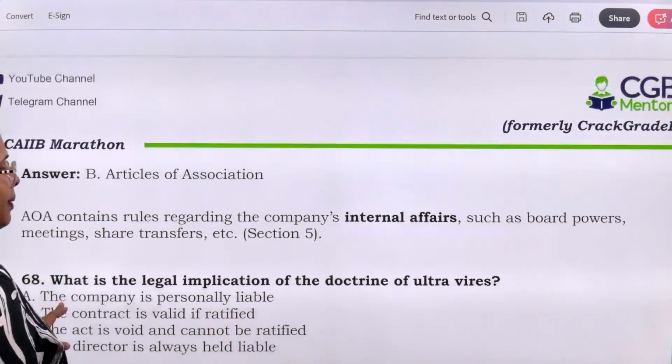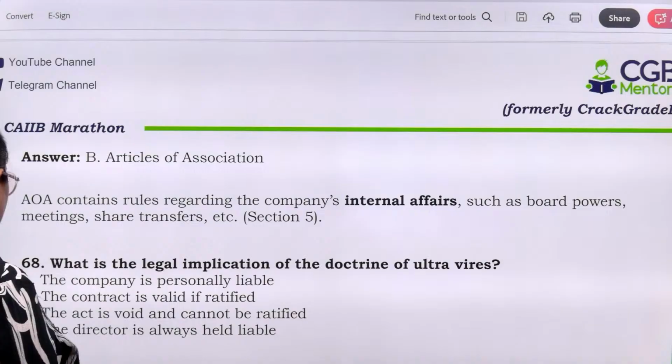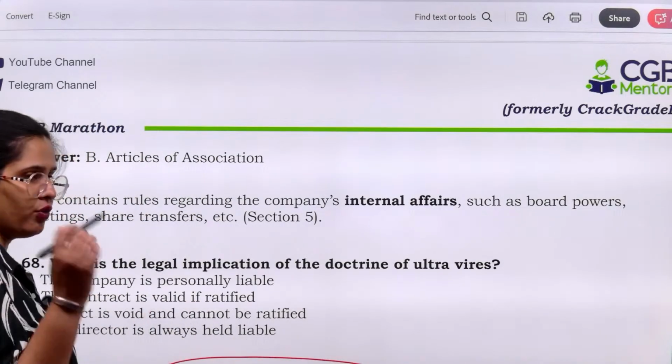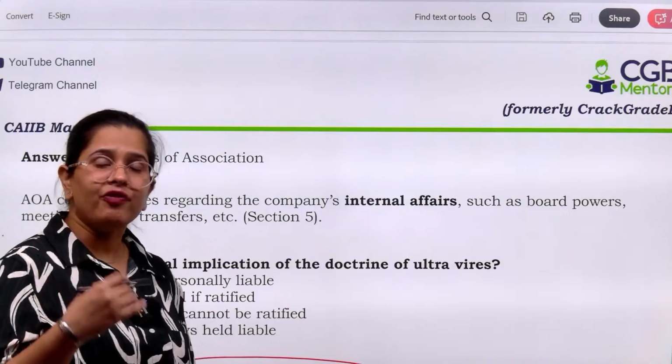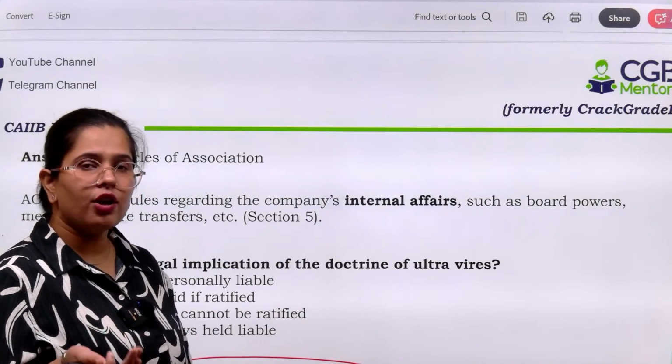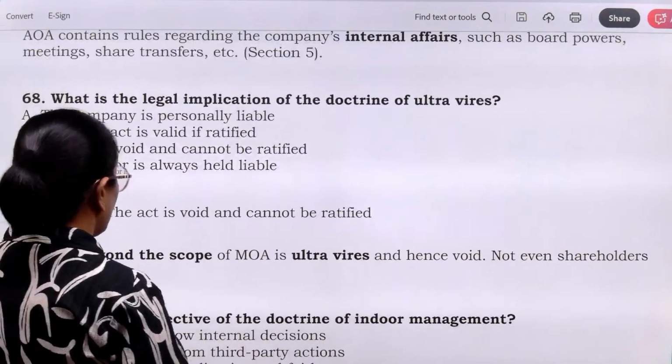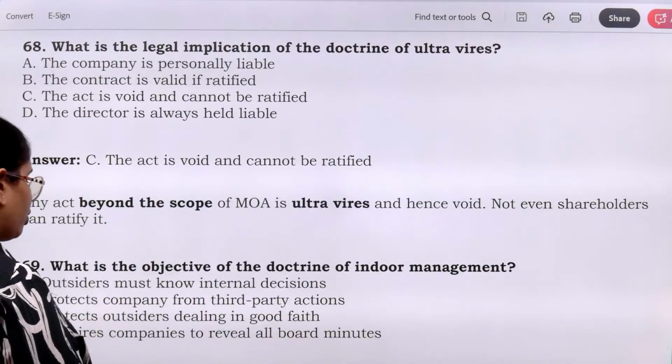Now, what is the legal implication of the doctrine of ultra vires? Ultra vires means the act is void and it cannot be ratified. I have given you 5 powers, right? And if you do something which is outside of those 5 powers, then that act would be called ultra vires. Now what is the objective of the doctrine of indoor management?